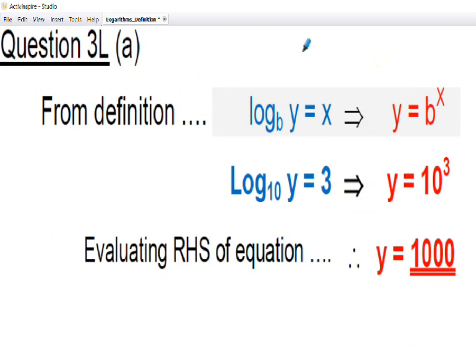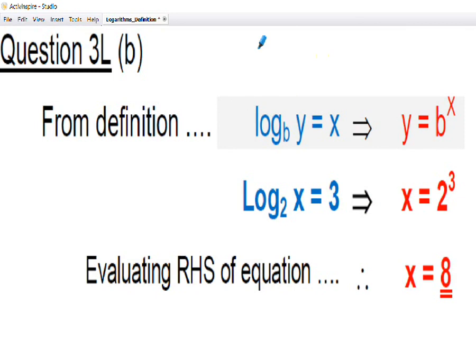Slightly different format in question 3L. We're given expressions now. Log to the base 10 of y is equal to 3. In this case we are given the x's, we've got to find the y's. If I write that in the exponential format, I will get y is equal to the base, which is 10, raised to the power of x, which we're given is 3. So in this particular case I can evaluate the right hand side. It's simply y is equal to 10 cubed, which is 1000.